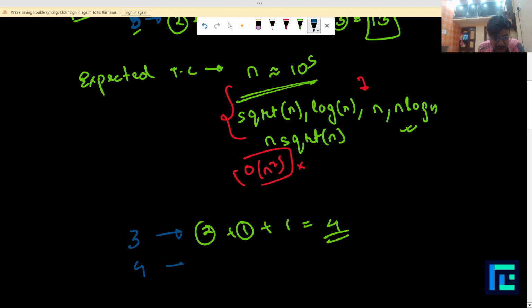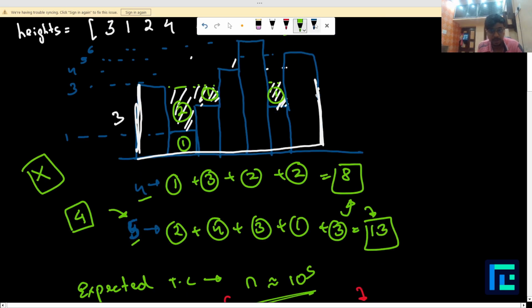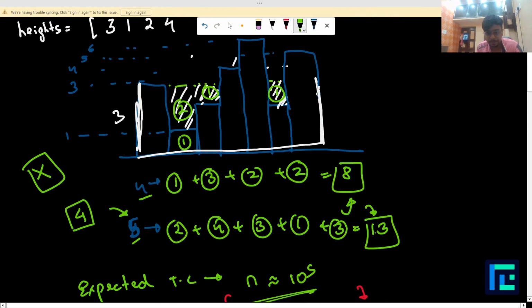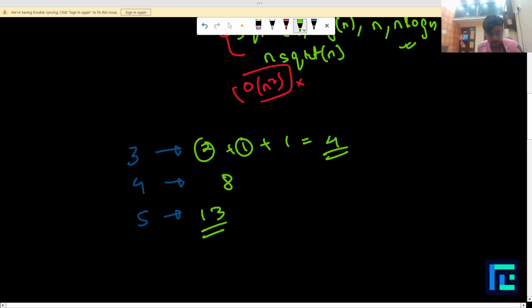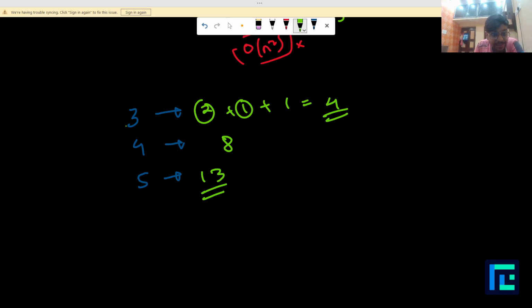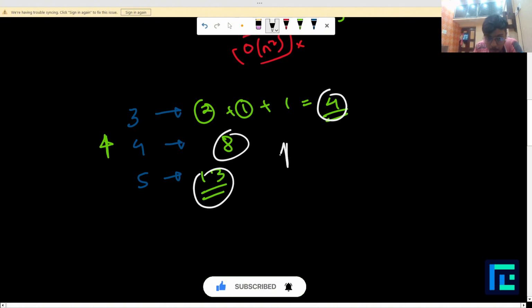Similarly, when the height of the tank was 4, how many units of water did you require? 8, if I am not wrong, you can check. We required 8 units of water. Similarly, when the height of the tank is 5, you require 13 units of water. Do you all agree? Are you all able to see something? That as you are increasing the height of the tank, the units of water that you require is also simultaneously increasing.